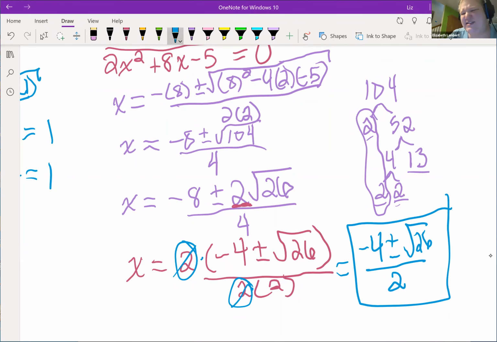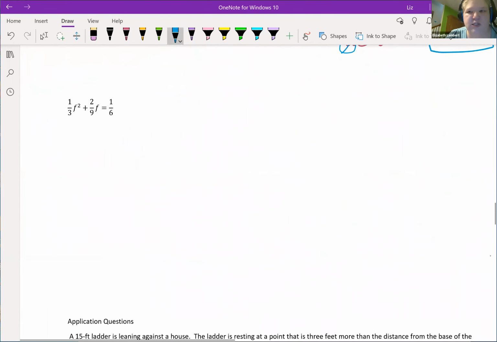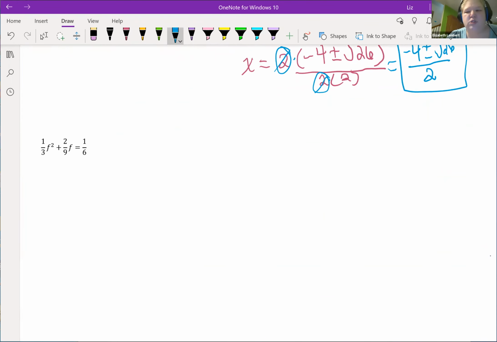And usually on these, ALEKS will give you a plus or minus button so you can just write it once. It's annoying. When you're typing these, type the fraction first. It's the biggest thing. So if you do the fraction first, then you go to the top and you can write the negative 4 plus or minus the square root of 26 and then go down and put the 2. Just a typesetting suggestion. All right, we got one more before we get to word problems.